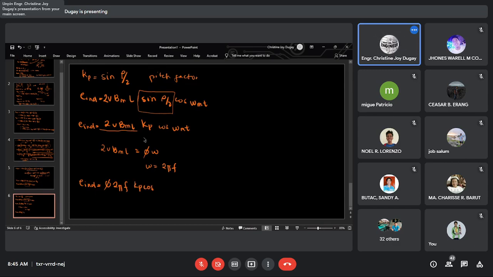kt cosine of omega m t. Ayan na po siya. But then, in terms of turns, number of turns, if you are going to incorporate kung ilan ang voltage ng number of turns po siya, NC po natin, number of turns. So, eto kasi per conductor pa lang yan. Or yung wire pa lang po yan. Sa isang wire pa lang yan.